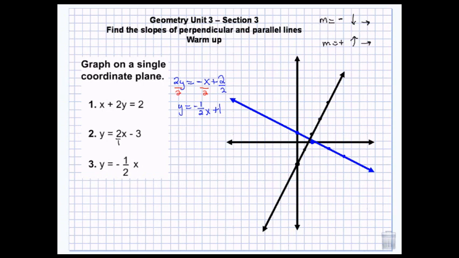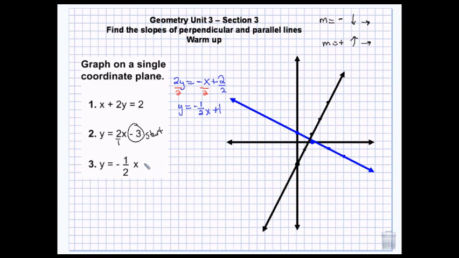When you did the up 2 over 1, you started at 0? No, I started at -3. You always start at the b. The number not attached to the x is your starting point, and then the slope is your directions to go from there. So the -3 was down? Yeah, -3 is here.